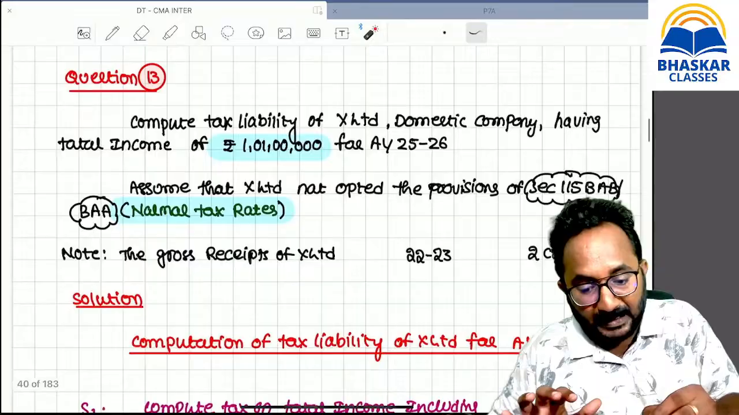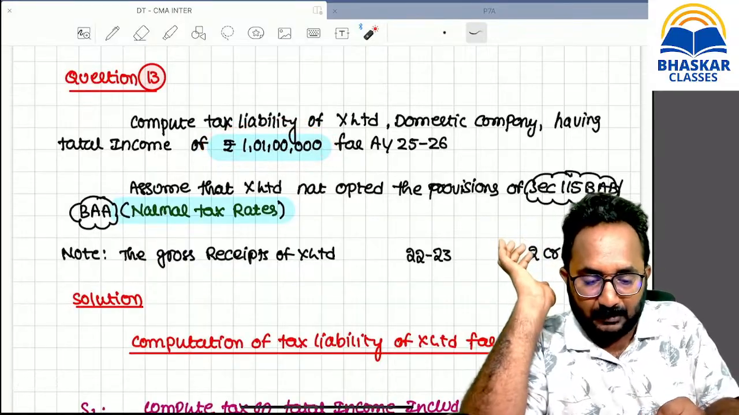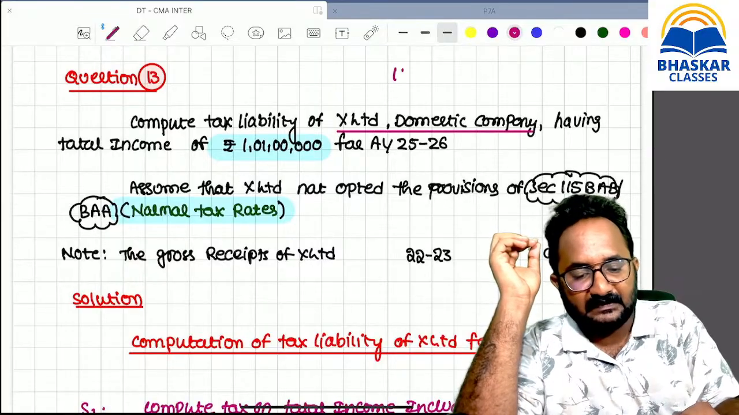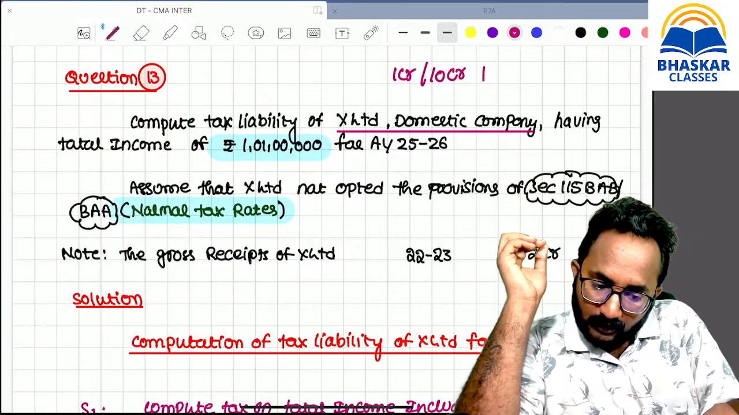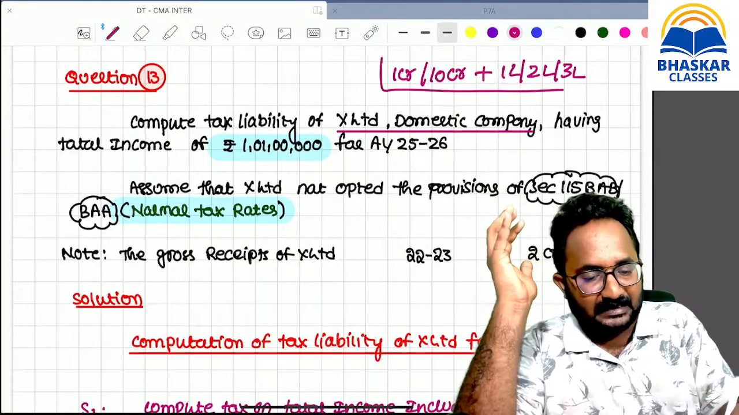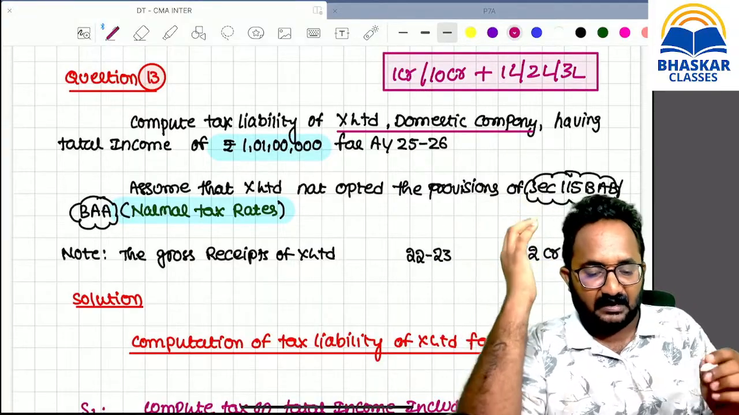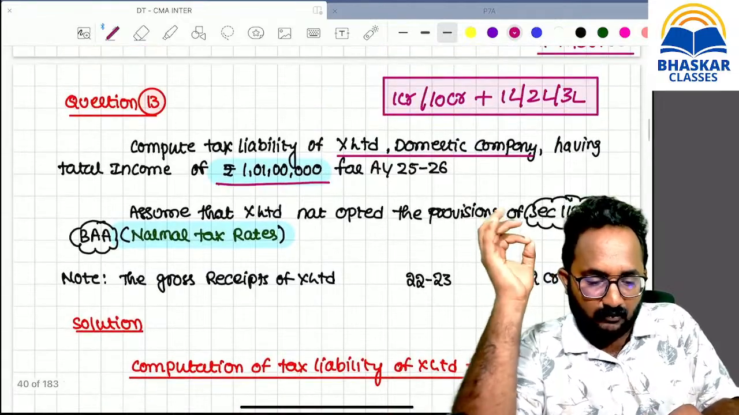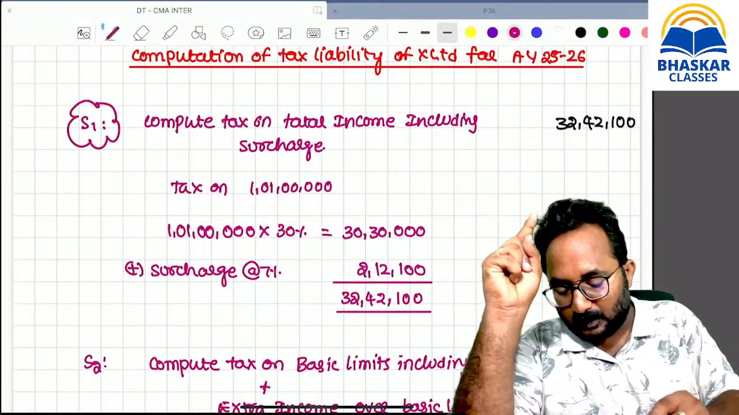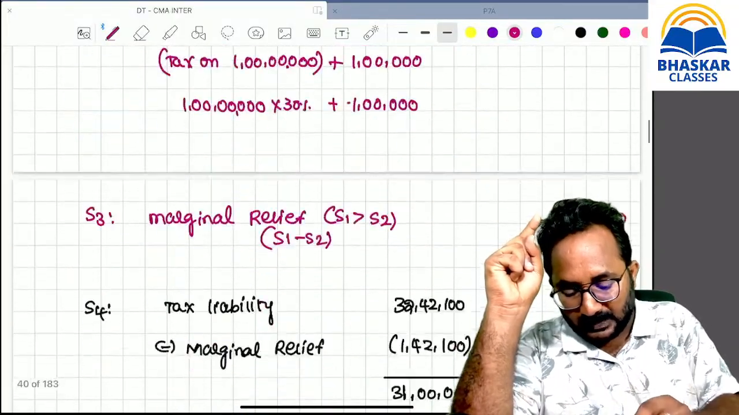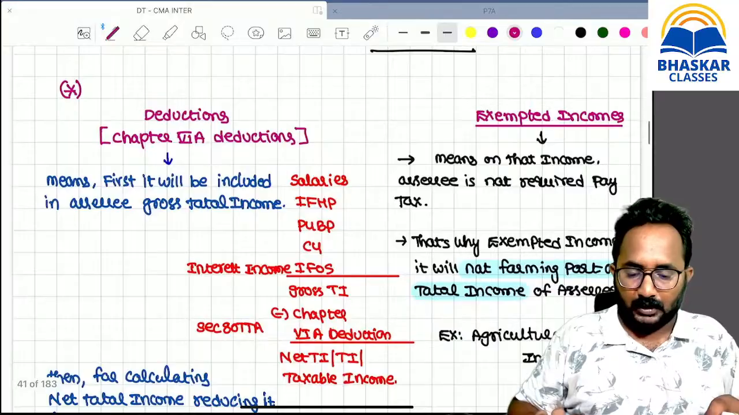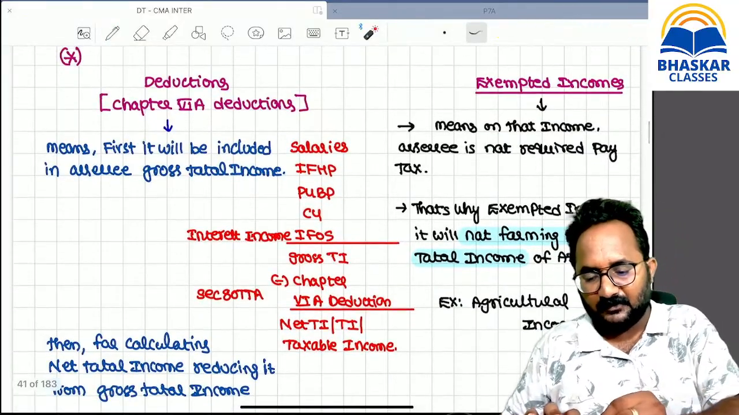But here it is company tax, company related, 1 crore 1 lakh. Can you tell me, for a domestic company, what are the basic limits for surcharge? 1 crore, 10 crore. Over and above 1 lakh, 2 lakh, 3 lakh, if there, definitely we have to calculate the tax liability using marginal relief only. Here we have more than 1 crore 1 lakh only, so we calculate the tax liability by using the marginal relief concept. Are you clear?